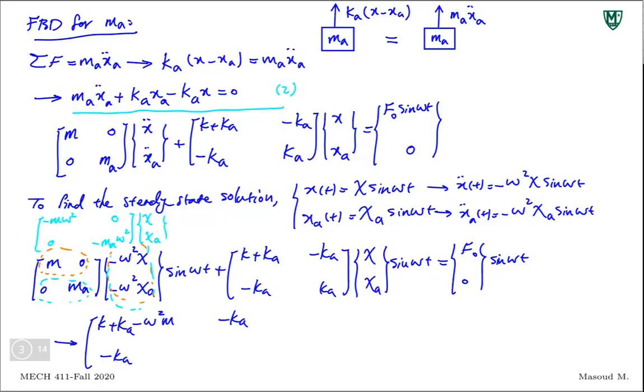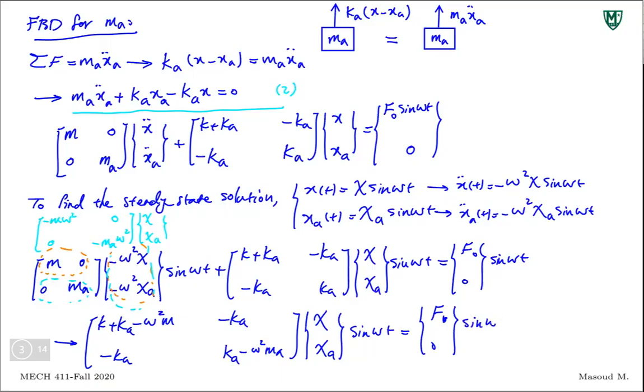If you do that multiplication, then I sum up the two matrices. K plus Ka minus omega squared m, minus Ka, minus Ka, and Ka minus omega squared ma, multiplied by x and xa, sine omega t, is equal to F naught, 0, sine omega t. Both sides have sine omega t, so let's forget about that. I'm not interested in where it is zero, because if it's zero, then everything is always zero.